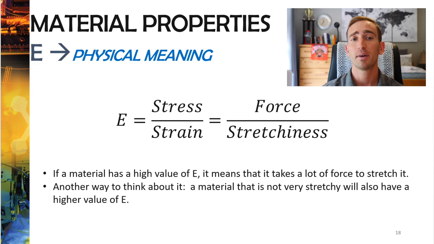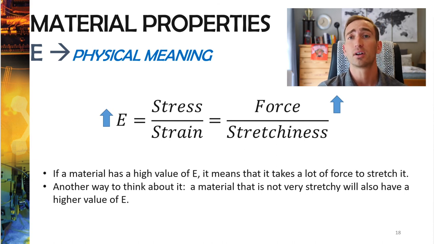So to explain a bit more about what the physical meaning of Young's modulus is, I like to take the equation, which is stress over strain, and relate it to this idea of force per stretchiness. So if you think about a material that has a high Young's modulus, or a high E, one way to think about that is that it takes a lot of force to stretch the material. So that's a way that a material can have a very high Young's modulus. Another way to think about it is that if a material has a very low value of stretchiness, it's not very stretchy, then it'll also tend to have a higher value of Young's modulus as well.